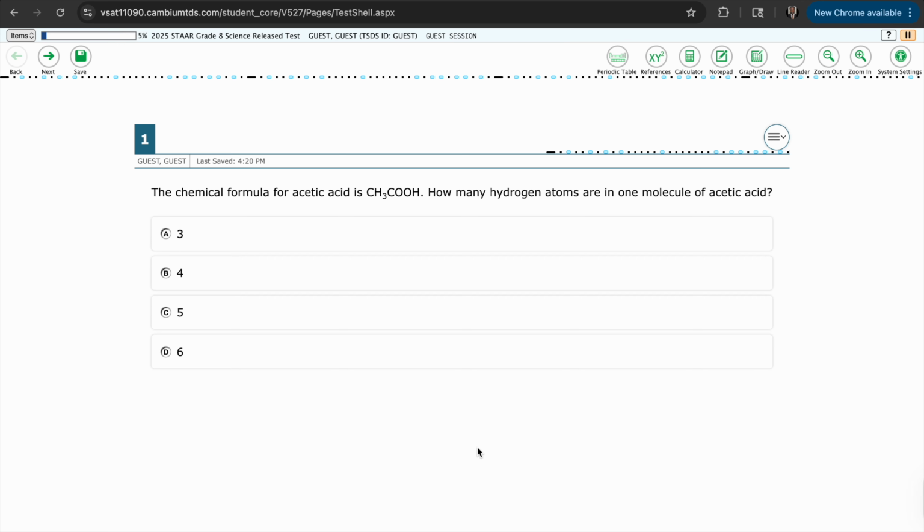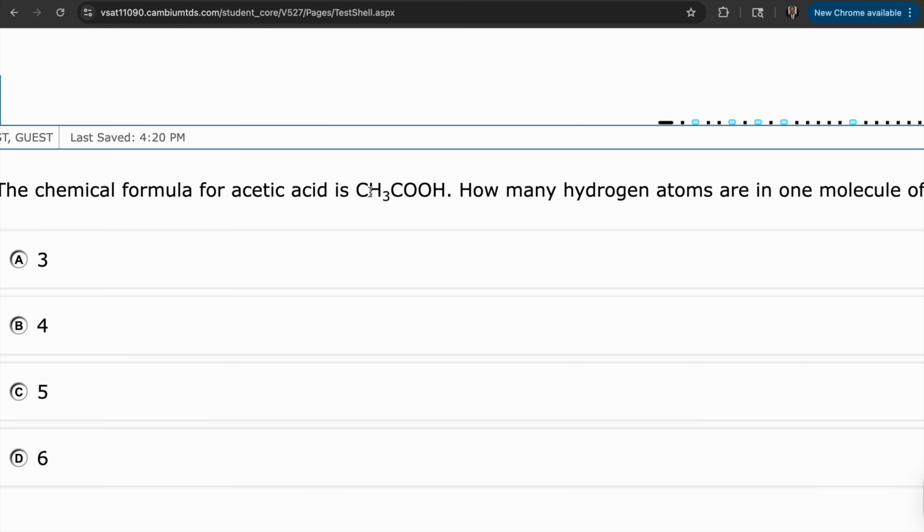All right, guys, let's go over a couple of questions. This question says the chemical formula for acetic acid is CH3COOH. How many hydrogen atoms are in one molecule of acetic acid? All right, we have CH3COOH. Here, if we zoom in, we see we have an H3 and we have an H. What does that mean? This 3 means that this H, we're going to multiply it times 3. So we have one H times 3. That means we have 3 H's.